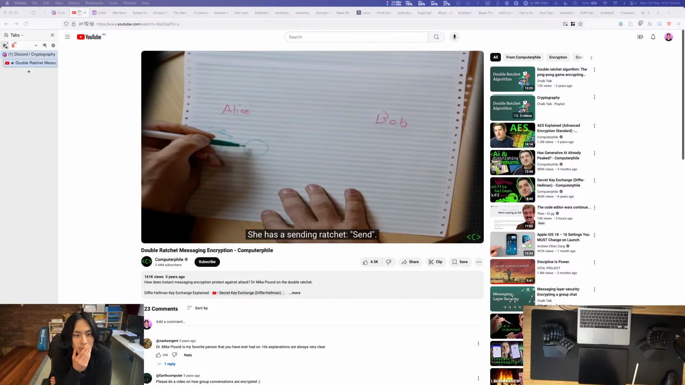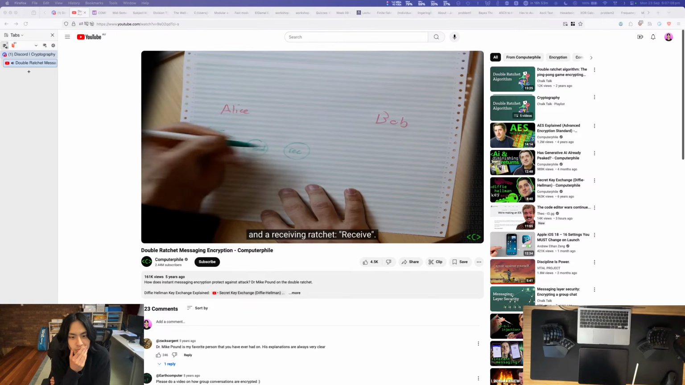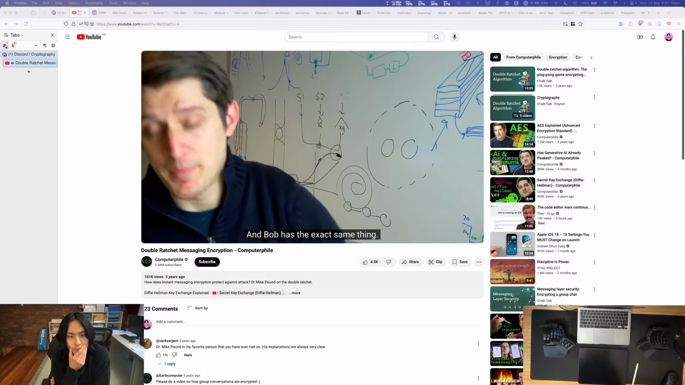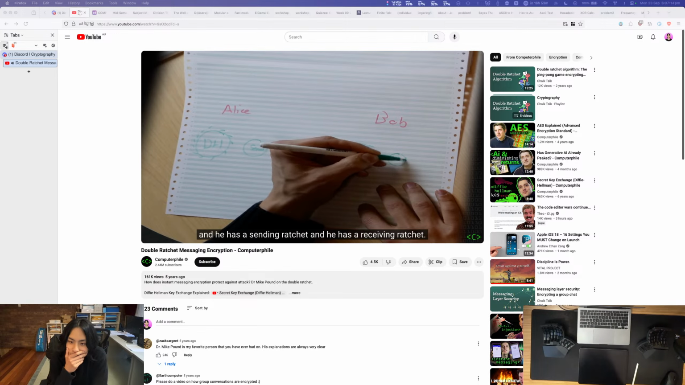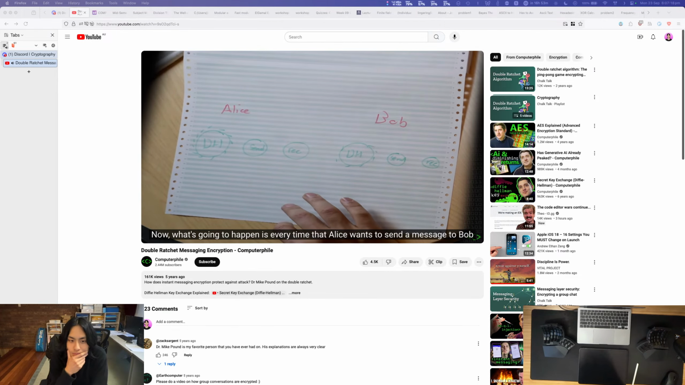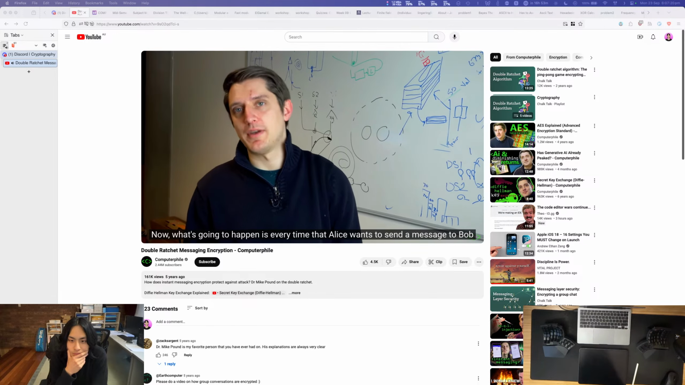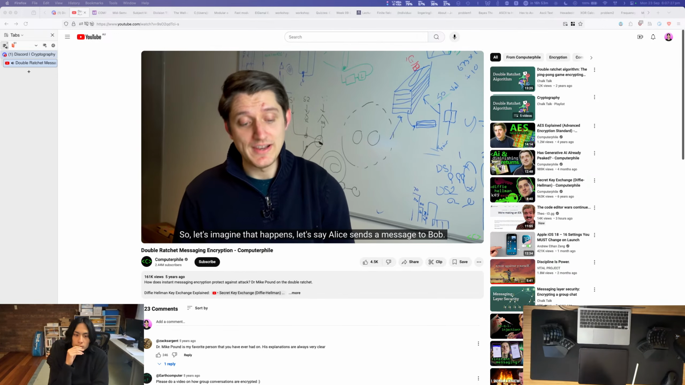She has a sending ratchet, send, and a receiving ratchet, receive, right? And Bob has the exact same thing. So he has a Diffie-Hellman ratchet of his own, and he has a sending ratchet and a receiving ratchet. Now, what's going to happen is every time that Alice wants to send a message to Bob, she's going to update this sending ratchet, produce a new output key, and send that to Bob. Right? So let's imagine that happens.